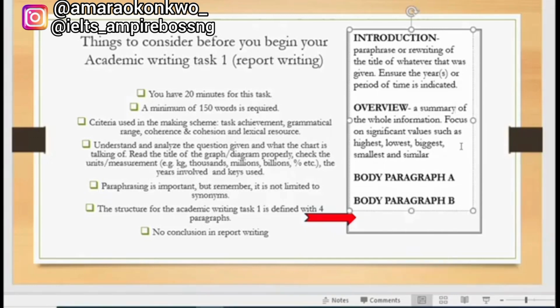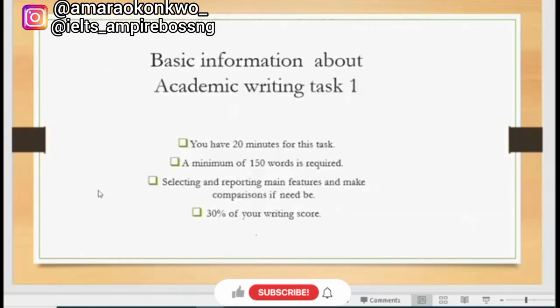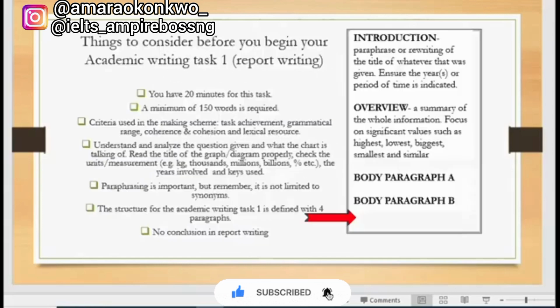Now, overview. The overview is actually a summary of the whole information. The prompt that is usually given to you is to select and report main features and make comparisons if need be. Now, that is where your focus should be.